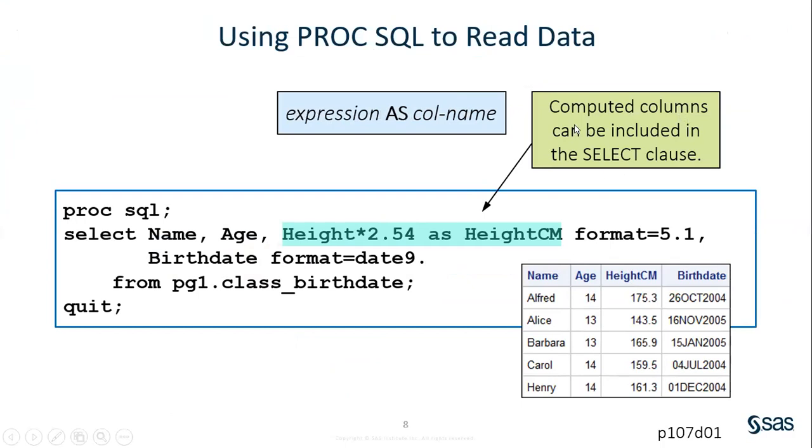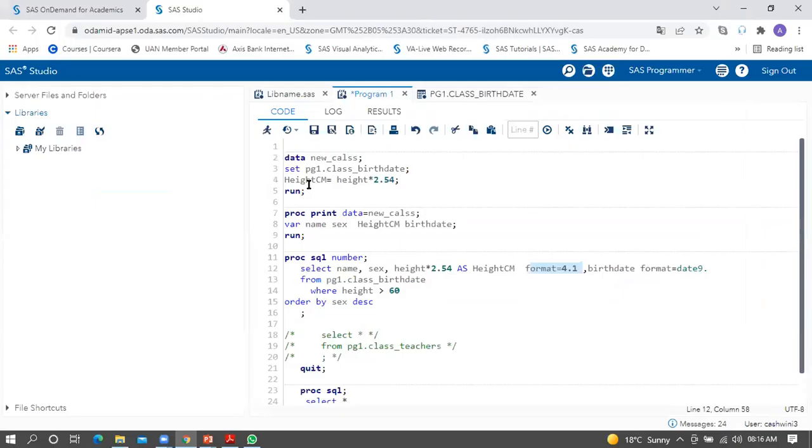The same thing with your data step, you were doing to create a computed column. You were writing an assignment statement, and to see it in your result, you write an independent procedure, print. So two steps were doing the same task. A single step of proc SQL is giving you the same result. All right.